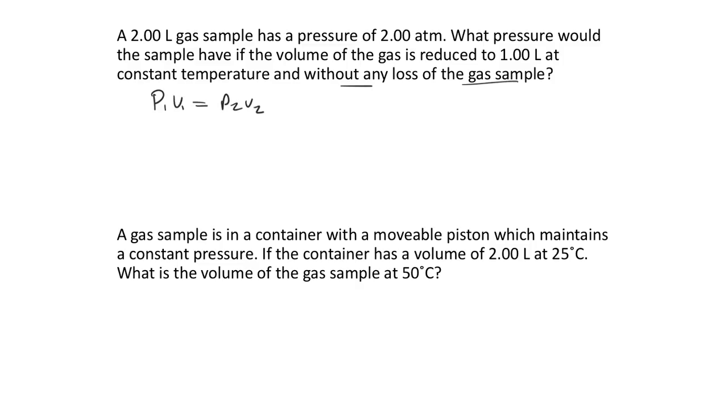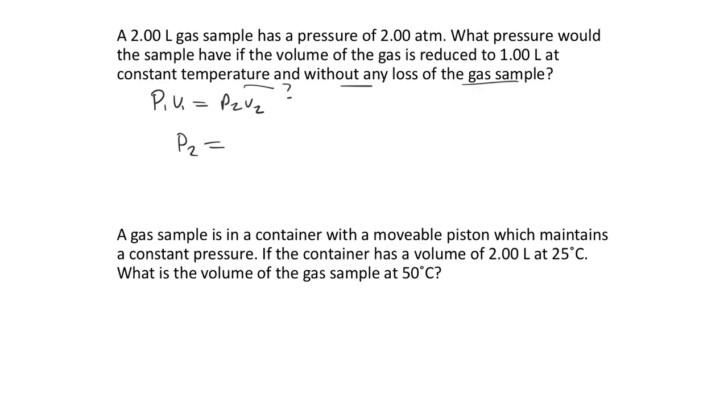And so what we're trying to solve for is, what is P2 if we cut the volume from 2 liters to 1 liter? So this is probably going to increase the pressure, because we're thinking we're pressing down on maybe some type of piston to decrease the volume. And that should lead to an increase in the pressure. Let's see if that's what we come up with.